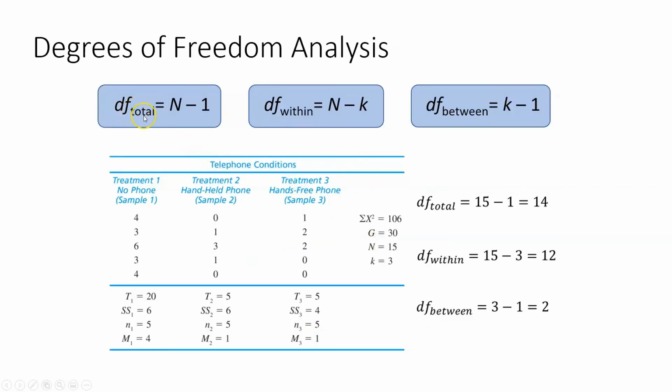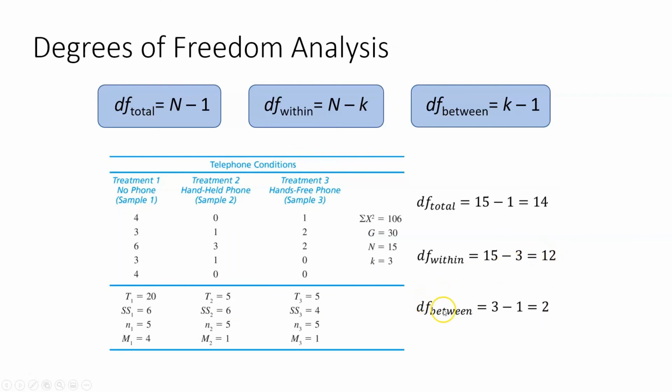So degrees of freedom total equals big N minus 1. That's big N 15 minus 1 is 14. Degrees of freedom total is 14. The degrees of freedom within, by one computation, is big N minus k. 15 minus 3 is 12. By another computation, it would be little n minus 1 for each condition added up. So 5 minus 1 is 4, 5 minus 1 is 4, 5 minus 1 is 4, and add the 4 plus 4 plus 4 is also 12.